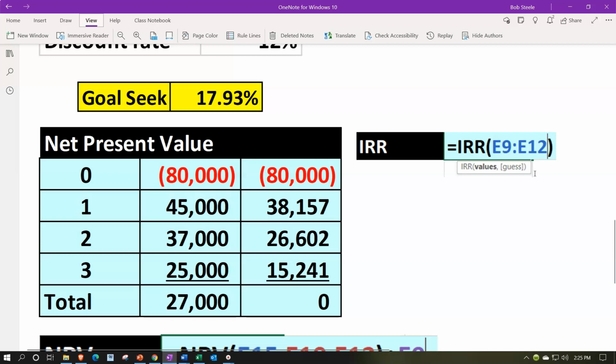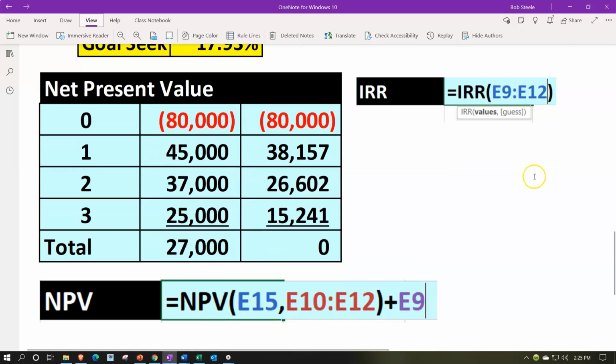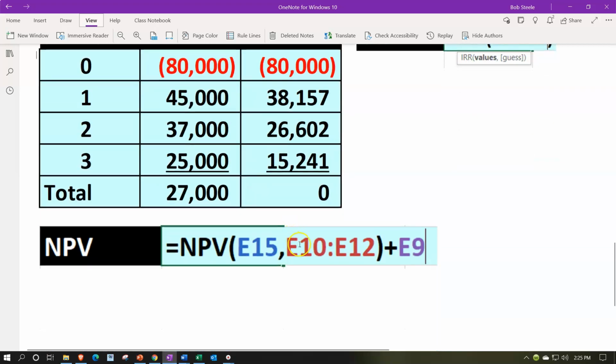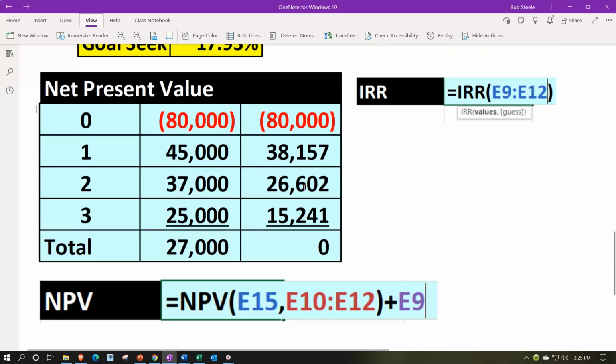How do you double check it? Well, the easiest way to double check it is to plug it into the net present value calculation. You could do that with a formula, meaning you could do the net present value formula down here, which I don't find as useful. Would be the brackets, would be the rate. The rate would be this number now, 17.93. And then comma, the range. You got to pick up the range, not including period 0, the 45 to the 25. And then close up the brackets and add the 80,000, which is a negative number, basically subtracting the 80,000. That would give you 0 because the IRR is the rate at which this series of payments would be 0.